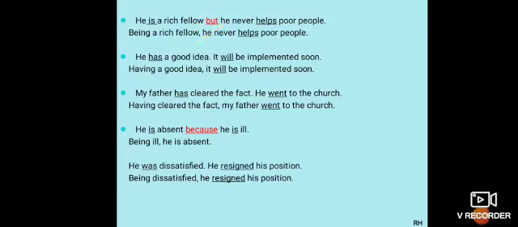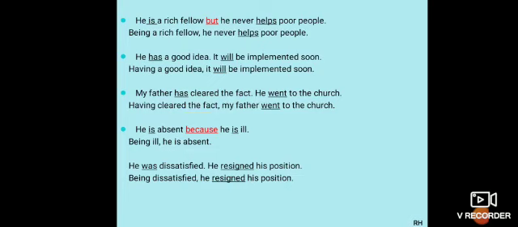He has a good idea. It will be implemented soon. Has is the first finite verb, will be implemented is the second finite verb. So it is has, I'll change to having. So: having a good idea, it will be implemented soon. My father has cleared the fact, he went to the church. Has is the first finite verb and went is the second finite verb. Because it is has, I'll change it to having. Again my father and he are the same person, so I'll remove my father from the former part, but instead of he in the latter part, I'll use my father. So it is: having cleared the fact, full stop changes to comma. My father went to the church.